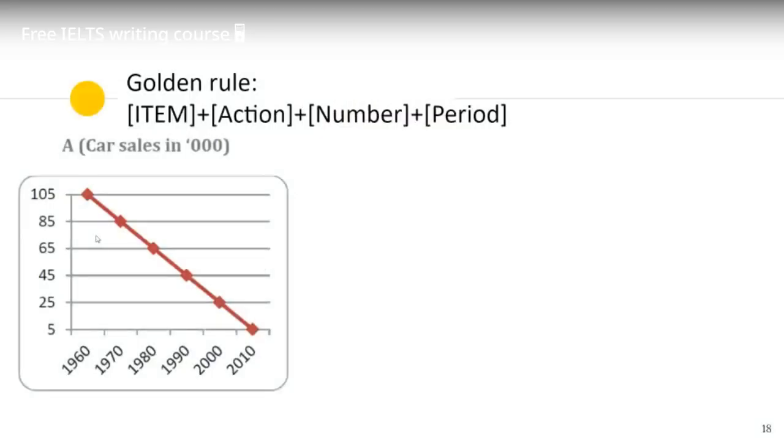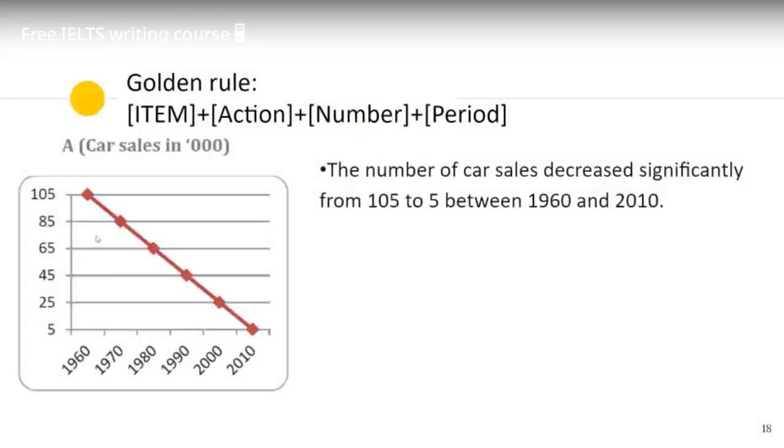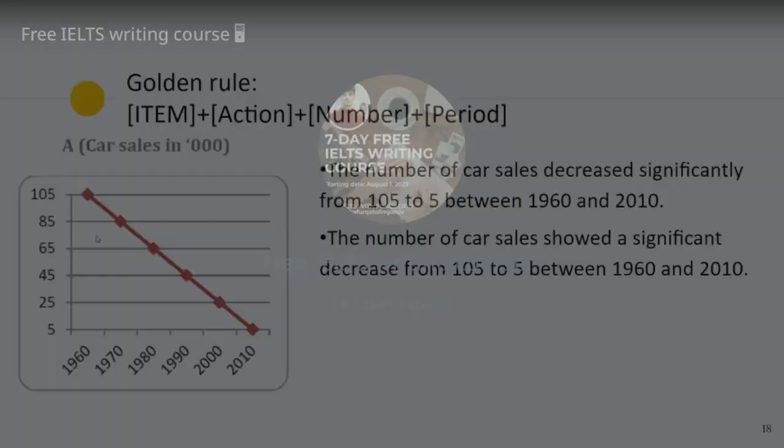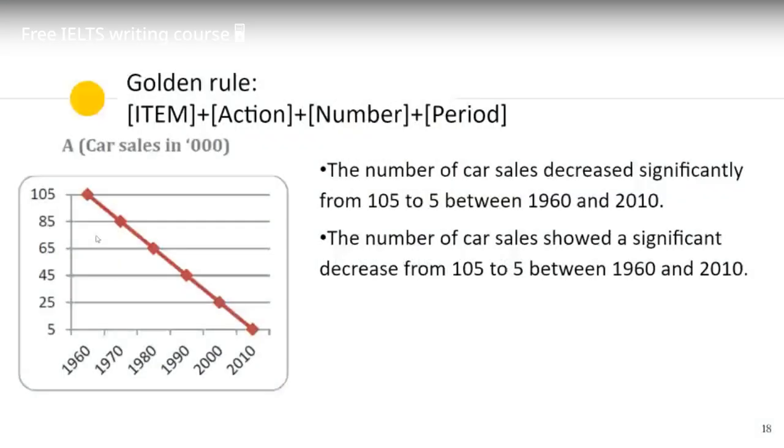Now I will show you some answers. Okay, so here's how you can say it. The number of car sales decreased significantly from 105 to 5 between 1960 and 2010. So this is the first way of doing it. Now let's look at number 2. You can also say the number of car sales showed a significant decrease from 105 to 5 between 1960 and 2010. This is the second way.